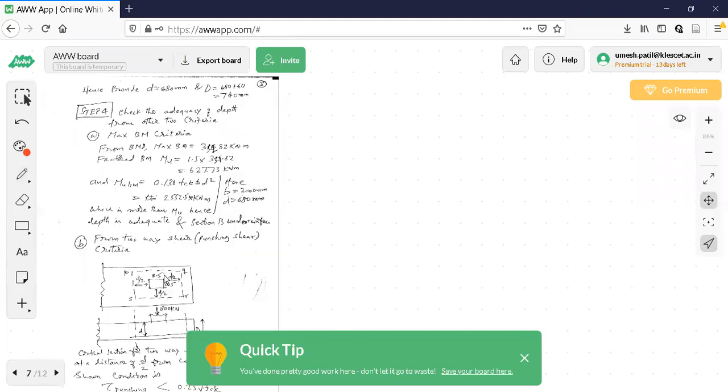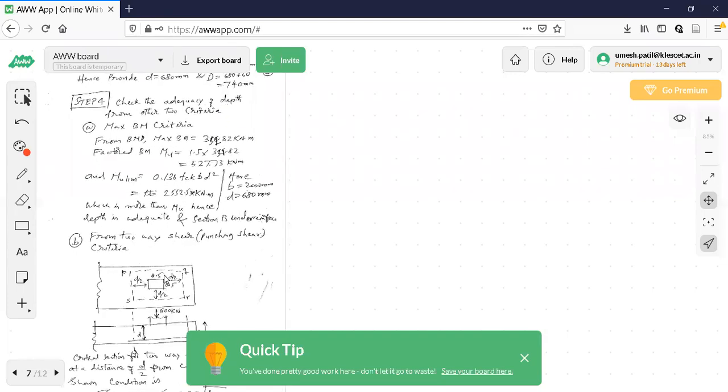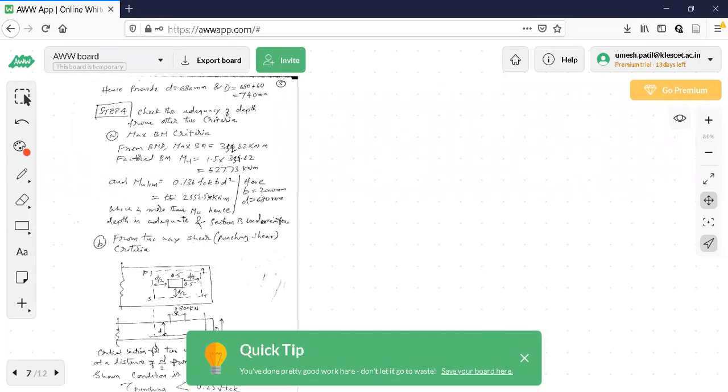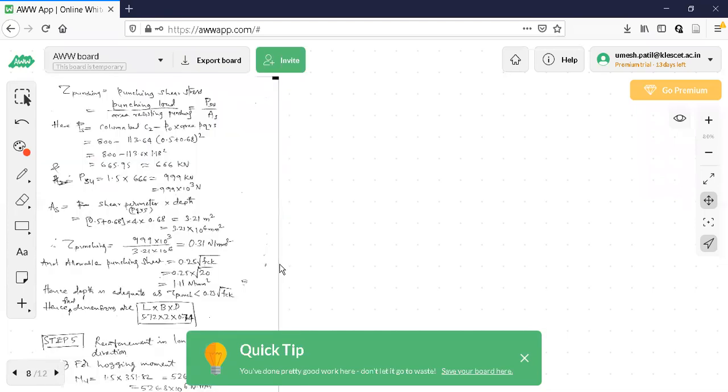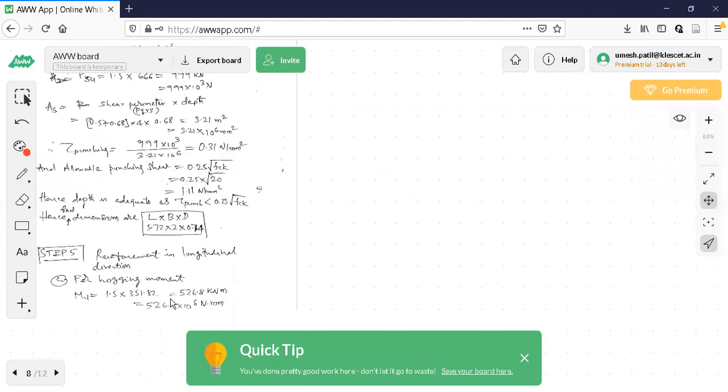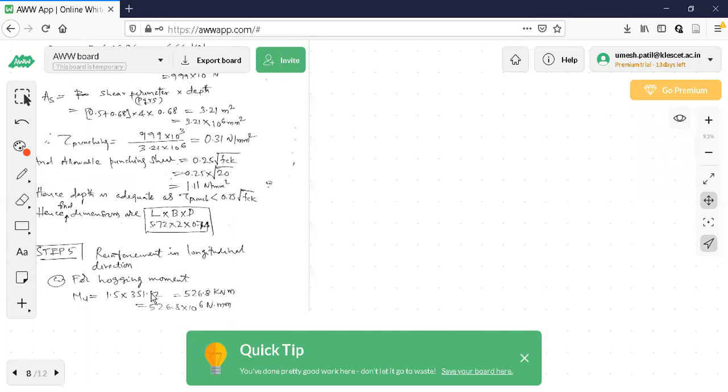Just observe this. This step is also completed. Punching step 5 is we are here now. So what I will do is, you just observe this for hogging moment. I have calculated maximum bending moment, the value of which is 351.82. Since service loads were acting on the footing, I have multiplied it by 1.5.